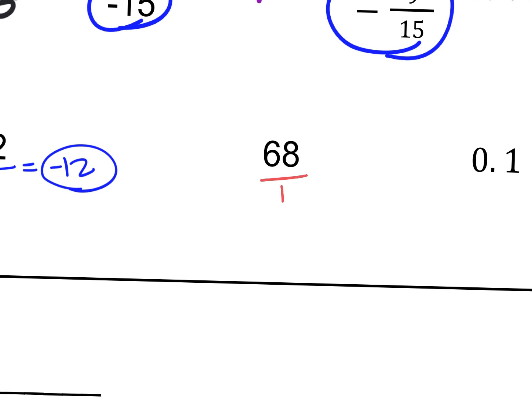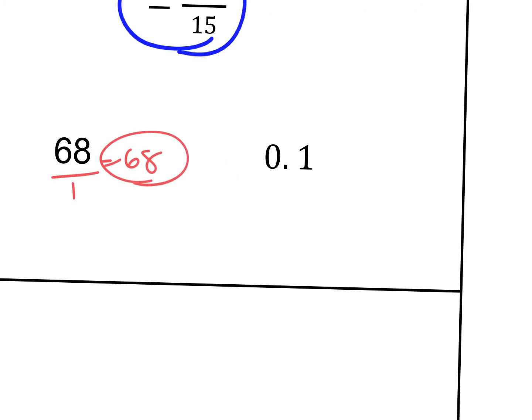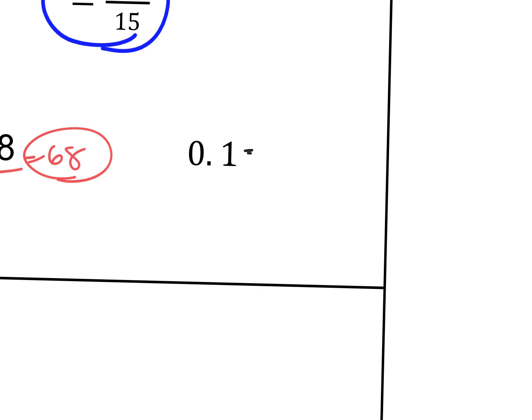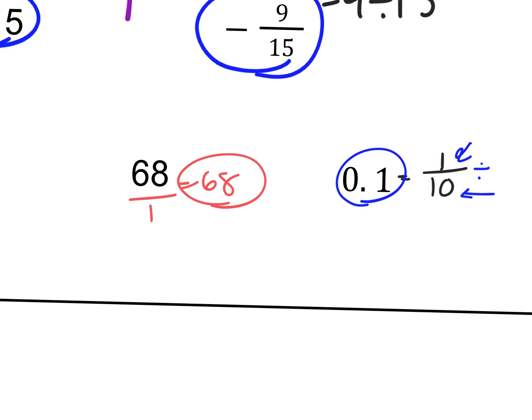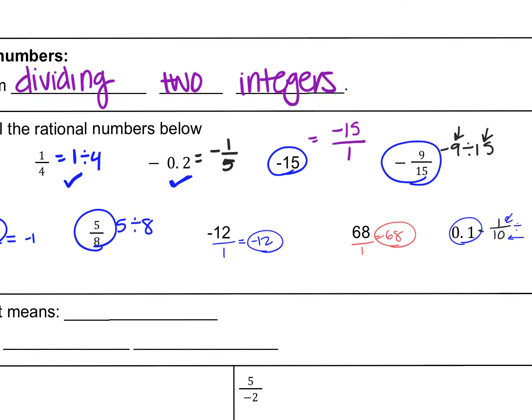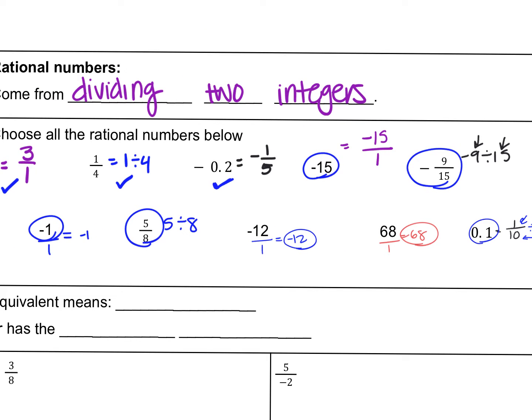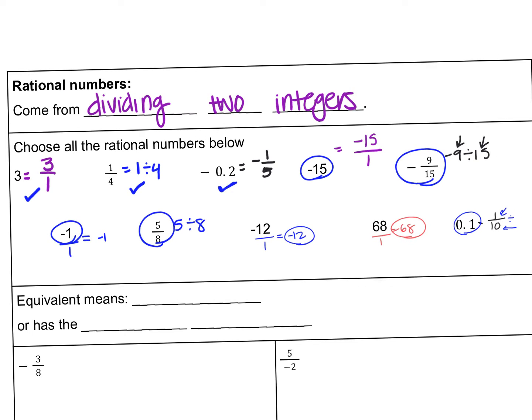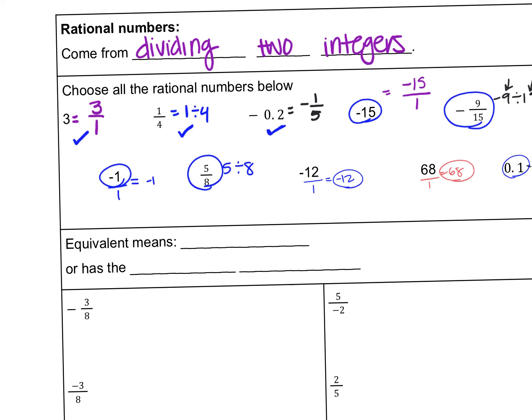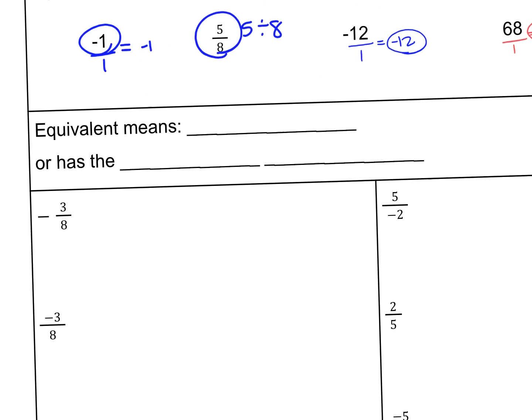68 divided by 1, 68, I divided two integers to get there. That's a rational number. 0.1 comes from 1 divided by 10, 1/10. That's a rational number, right? 1 is an integer, divided by 10, which is an integer. I divided two integers. So, all that to say, if you can divide two integers to make a number, that's a rational number.